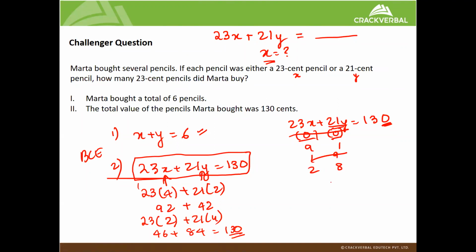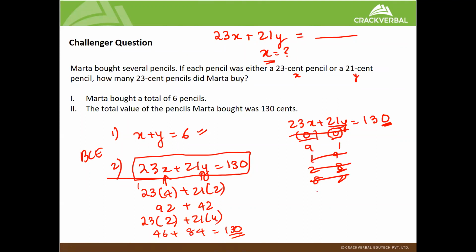Same holds good with 2 and 8. The only way I can get 8 here is if 21 is multiplied by 8. Not possible. And the only way I get 8 on 23x is if I do 23 into 6, which again crosses 130. So out goes 8 and 2.